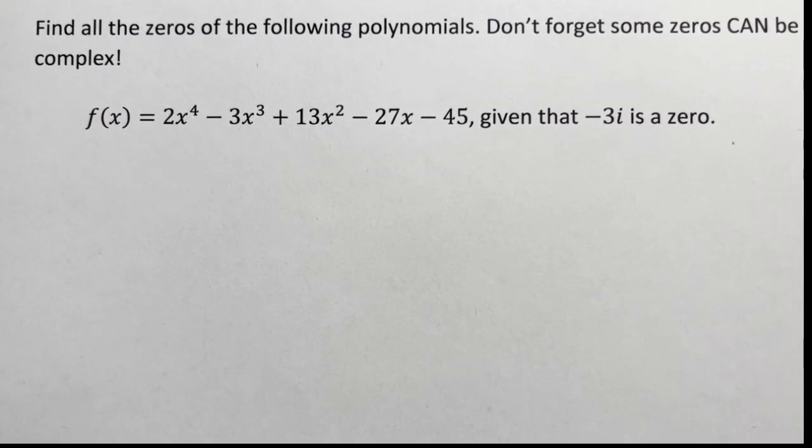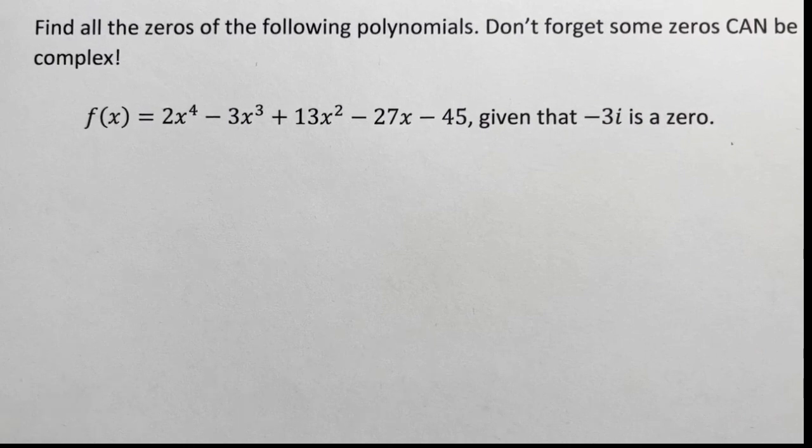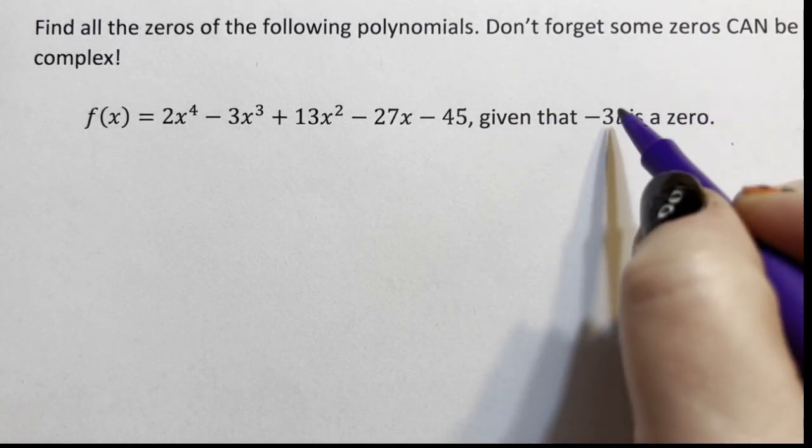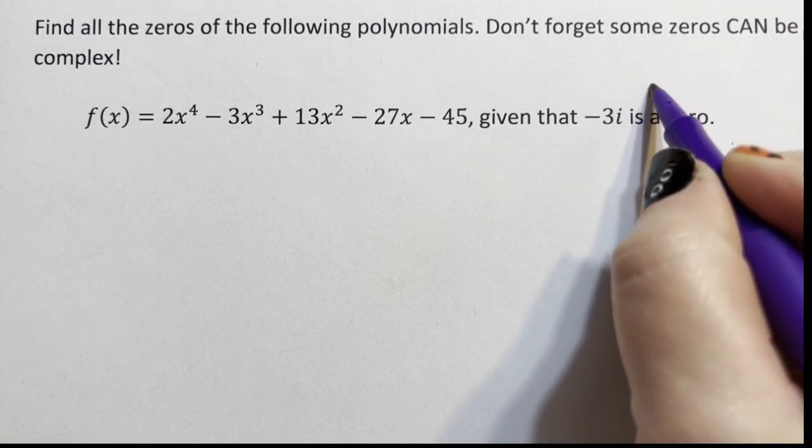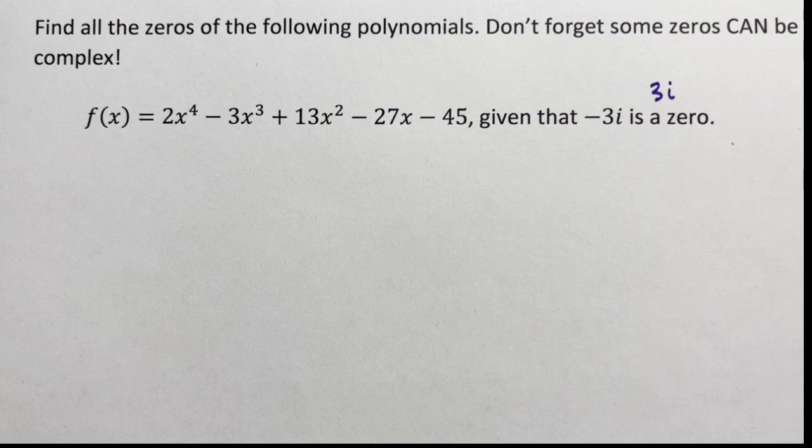Today I'm doing a series of videos on higher order polynomials. This says find all the zeros of the following polynomial. Don't forget some can be complex. And you're given a zero, 3i. But if 3i is a zero, so is negative 3i, because complex solutions come in complex conjugates, the positive and the negative.